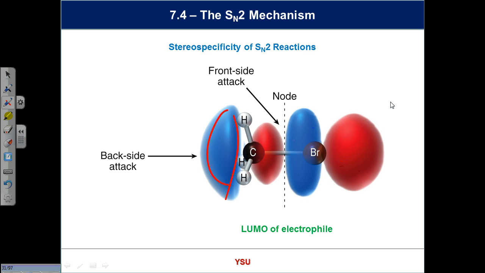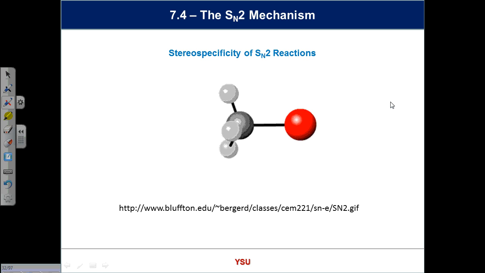So now we can decide that attack from here is no good, because we've already got electrons there, and attack from here is good because that's a vacant space where I can deposit electron density. So every SN2 reaction occurs with inversion and attack from the back of the molecule. Everybody okay? Okay.